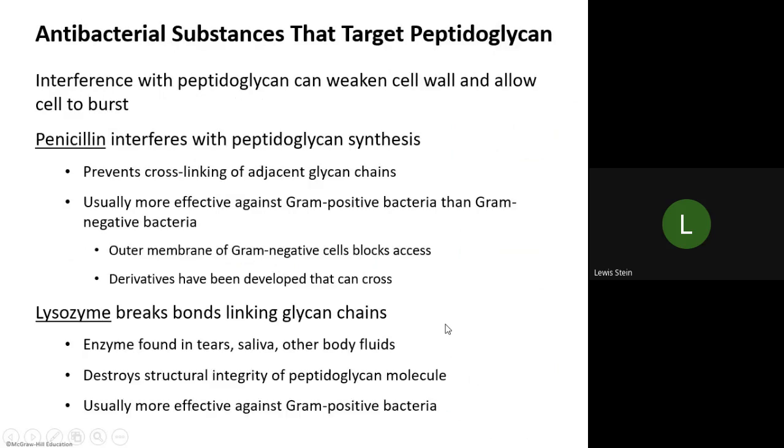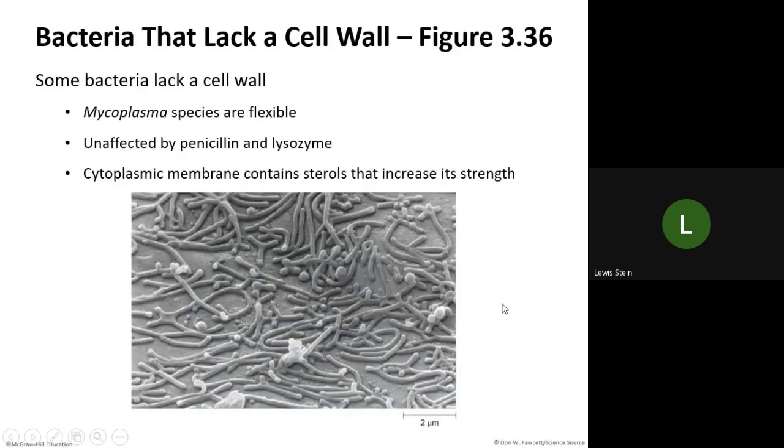Periplasm, transport systems, penicillin, lysozyme also attacks peptidoglycan. Preventatively, there's the gram stain.